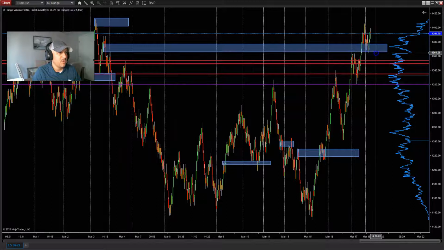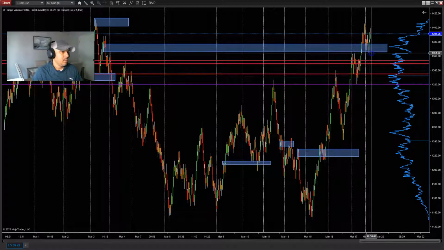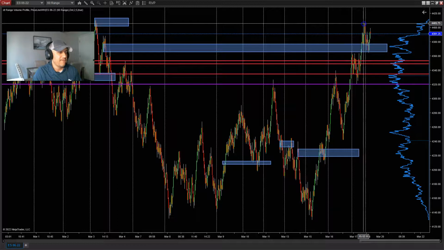Price pulled back to support, hitting this high volume node or high volume area, with support sitting right here, and now it's rejected that area and pushed back up some. So we do have a little high sitting right here at 44.05.